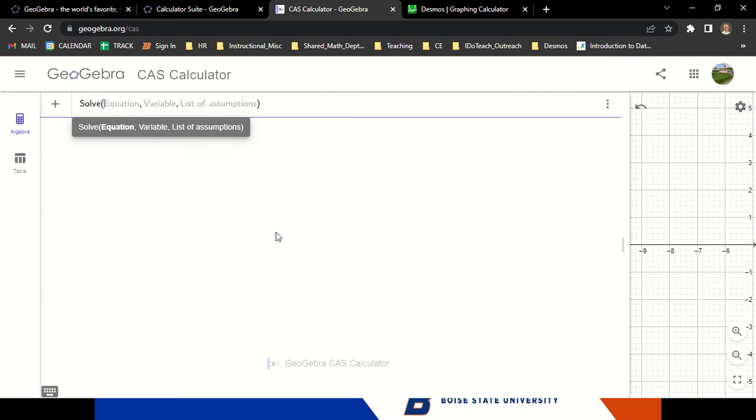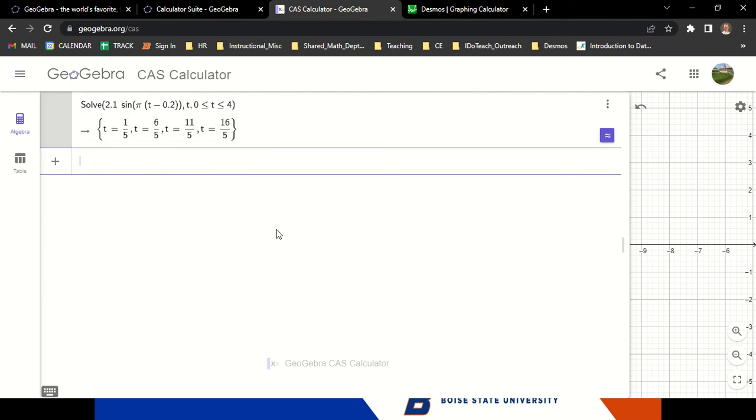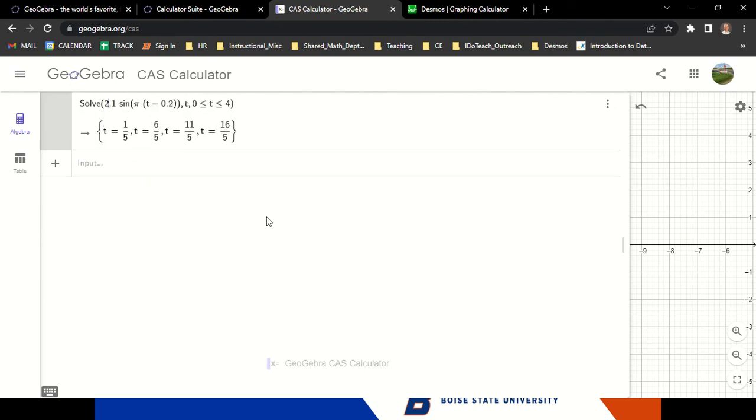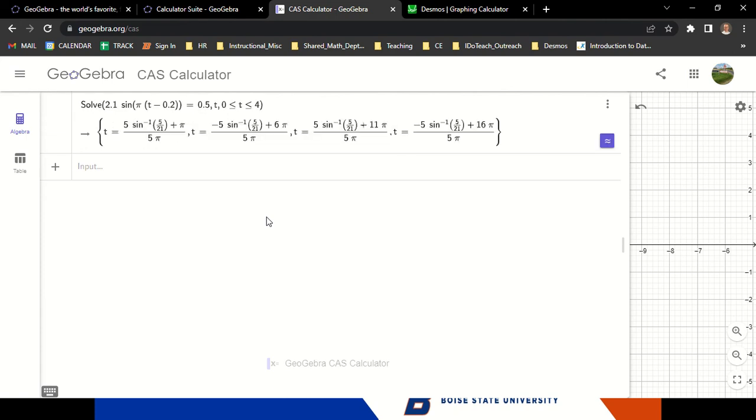And so we're going to tell it the equation that we want to solve, which is 2.1 sine of pi times t minus 0.2. And then we're going to ask it to use the variable t, and then we're going to tell it where we want it to look for solutions, and that was only between 0 and 4. And something is wrong. Oh, I forgot to type equals 0.5. We want to know where it equals 0.5. These ugly expressions should look familiar to you.